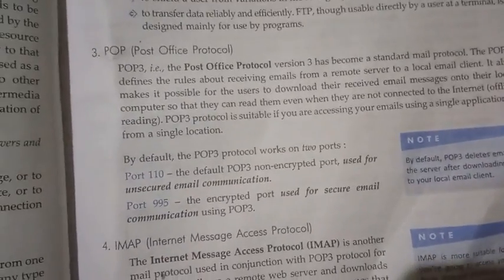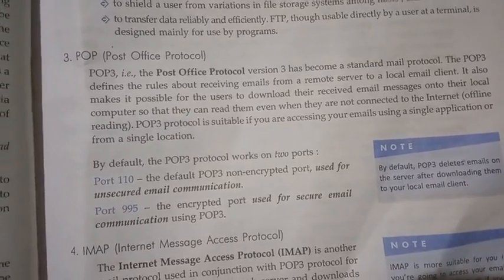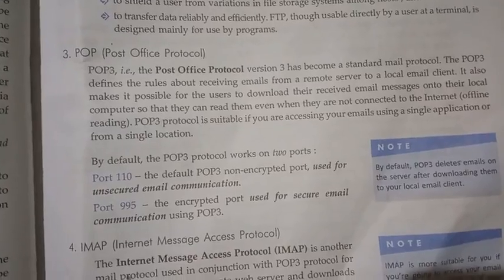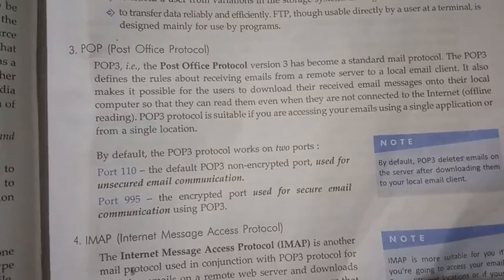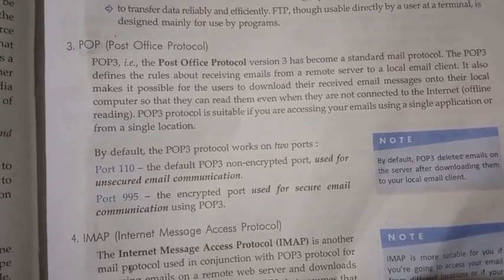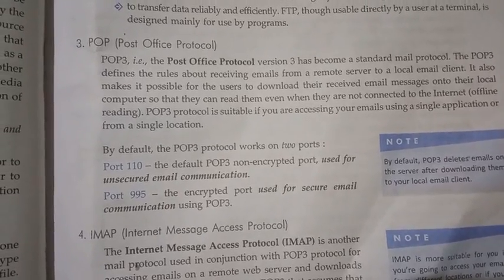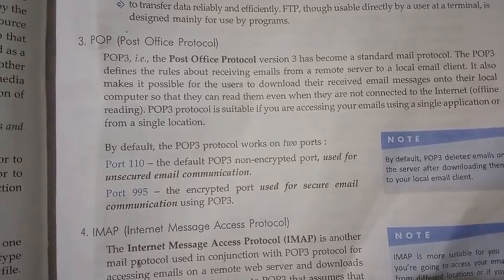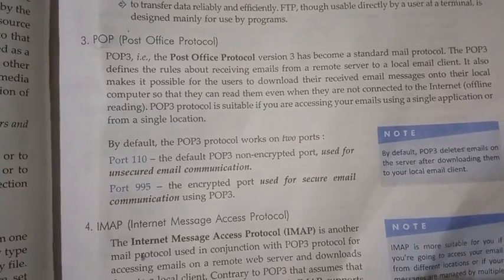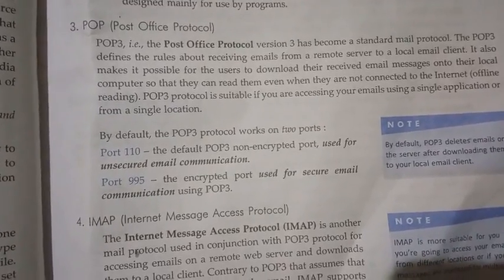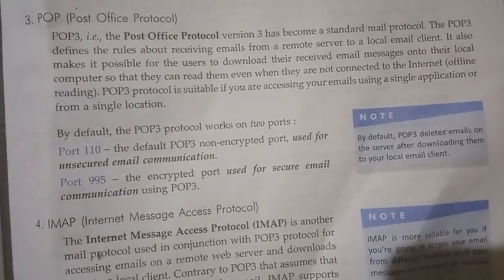It is related to emails. Post Office Protocol, POP3 is the new version. POP3 is used for receiving emails from a remote server to a local machine client. So it is for receiving. POP and IMAP are two protocols for receiving emails only. At the same time, SMTP, Simple Mail Transfer Protocol, is used for sending mail. POP and IMAP are used for receiving mail.